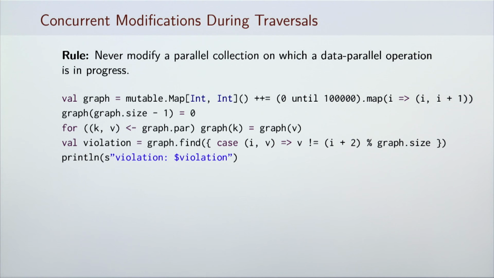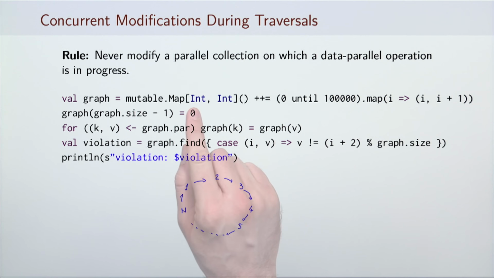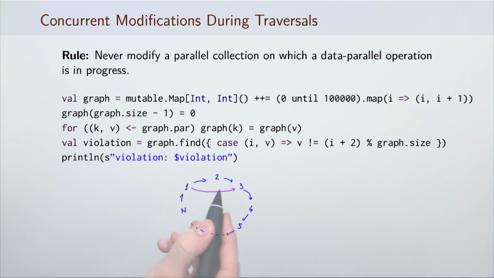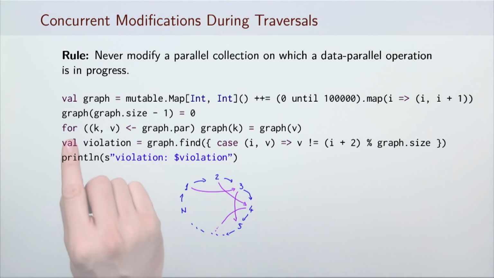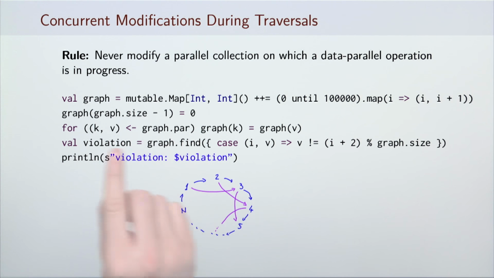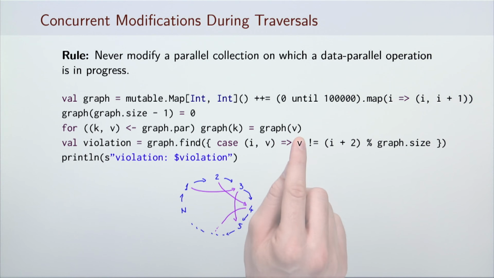Another rule is to never modify a parallel collection if a data parallel operation is in progress. In the following example, we create a cyclic graph in which every node has exactly one successor. The graph is in this example represented with a mutable map, where the keys are the vertices and the values are their successors. The graph is then contracted in parallel. Each node's successor is replaced by the successor's successor. This is done in the following parallel for each loop, in which for every pair of a node and its successor, the successor is replaced with the successor's successor.